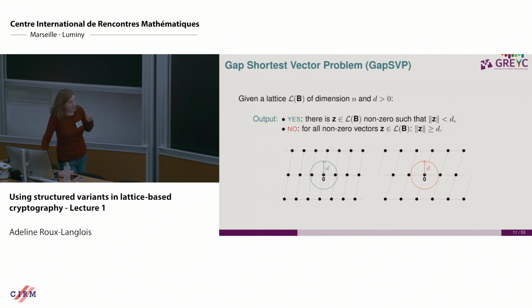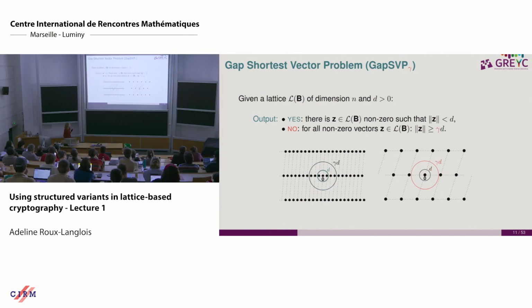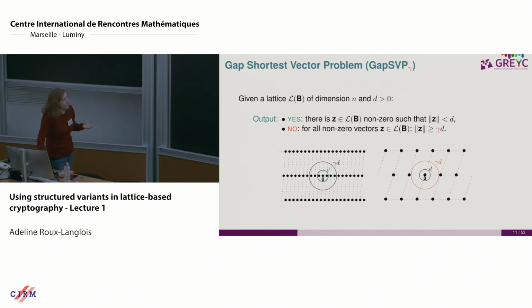And this is also a very hard problem, so difficult to solve that you can also add an approximation factor. This one is a bit more complicated, because that's where you find the gap. There is an in-between, D and gamma D, where no answer is needed. So I still give you a basis of a lattice, and you have to say yes if there exists a small vector z which has norm less than D, and you say no if all the vectors have norm more than gamma times D. So that's where the approximation factor comes in.